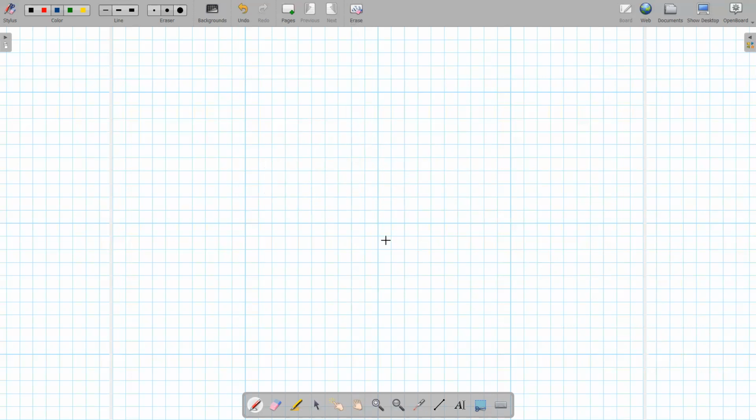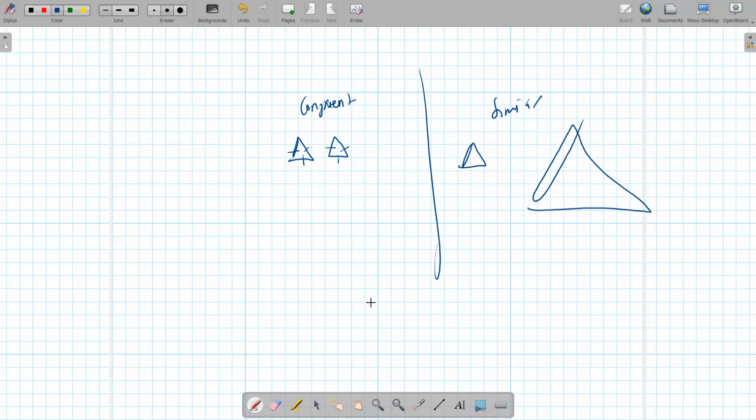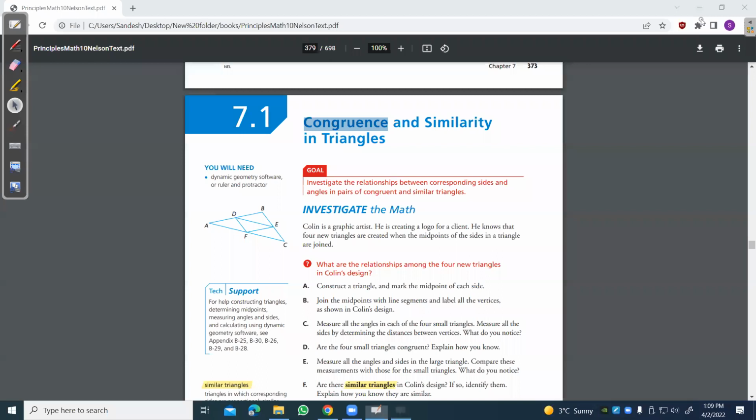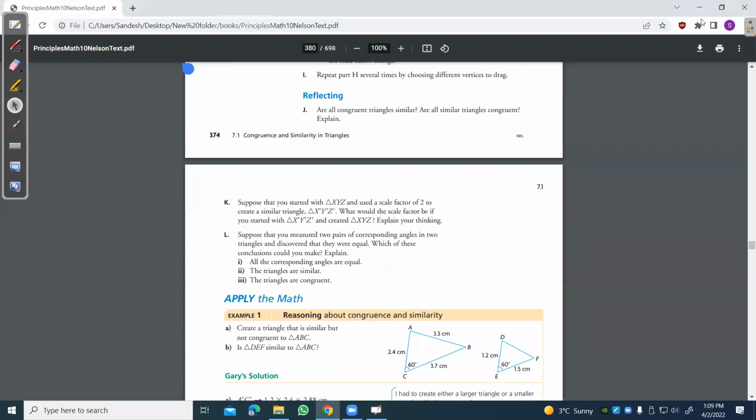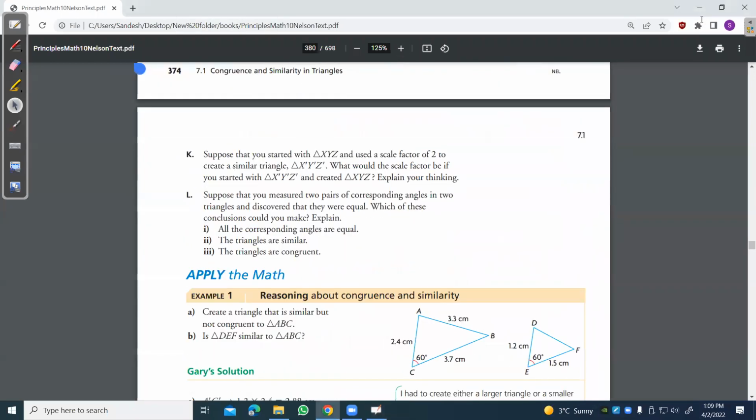Therefore, in summary, congruent triangles have the same size and the same angles, whereas similar triangles have the same angles, but they don't necessarily have the same size. Cool. That's pretty much the idea, but then let's do some questions.